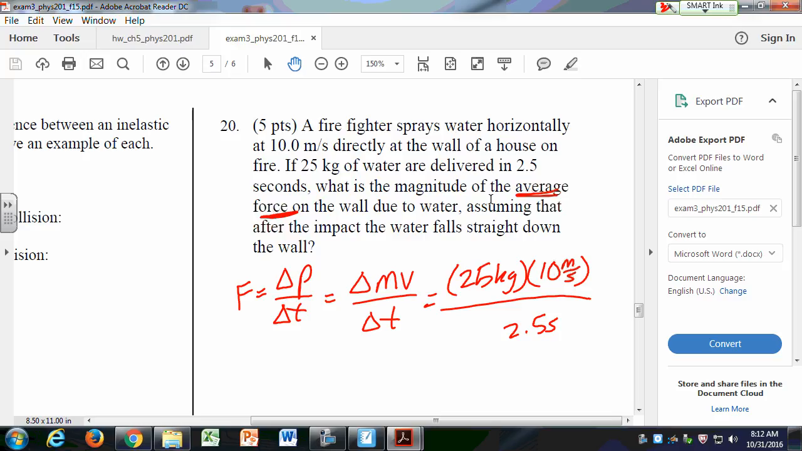What this does is you have this water coming to the surface. The initial velocity is 10 meters per second. The final velocity, it says, is 0 because it falls straight down the wall. And so this is my delta V, this is my mass, and then this is the time. Just calculating the force. Again, this one wasn't worth very much, only 5 points, but, you know, they add up.